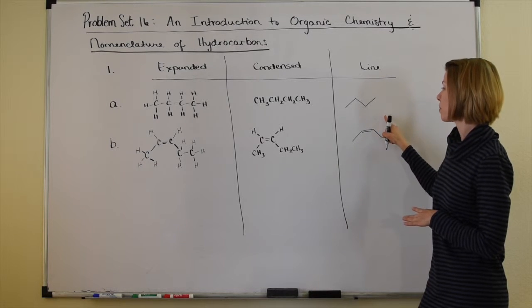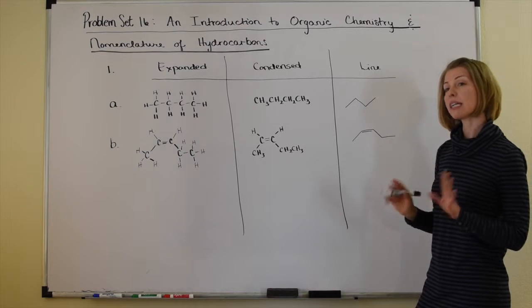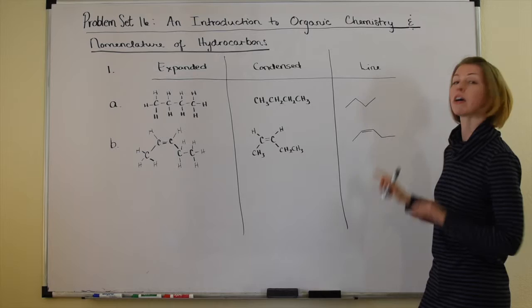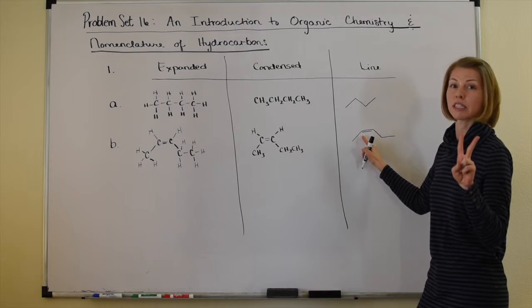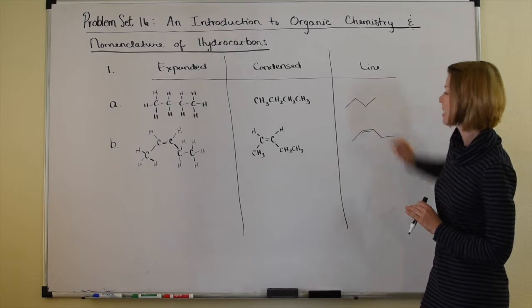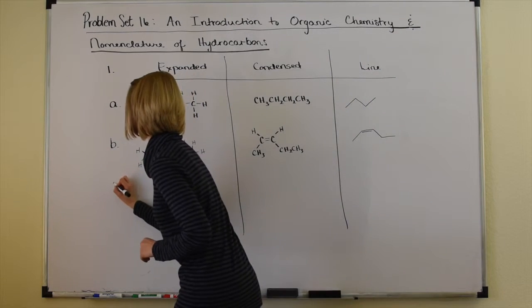Don't go up, because that would be showing the trans geometry. So not a bad idea to just double check. 1, 2, 3, 4, 5. 5 carbons. Double bond is at the second position, and the cis geometry is being shown. All right, C.